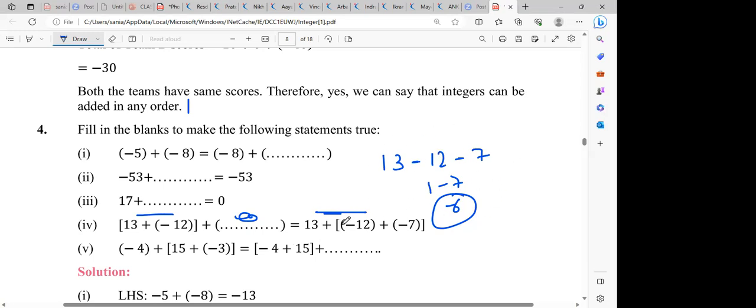Why are you getting confused? See, in case there is a bracket like this, for example 4 plus 6, in this situation you change the sign. But not in this situation. This minus is not outside the bracket. You will simply open the bracket and these signs will be merged. Plus minus will be minus. And here also plus minus will be minus. It will be 13 minus 12 minus 7. And 13 minus 12 is 1. 1 minus 7 is minus 6. Clear?